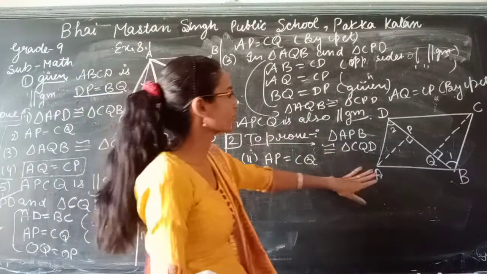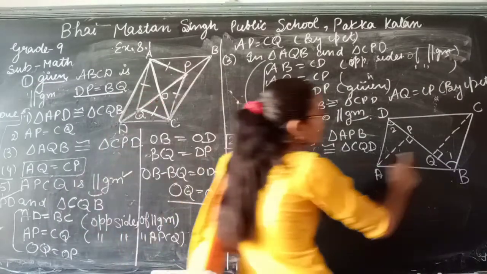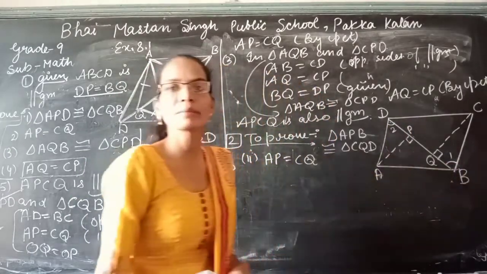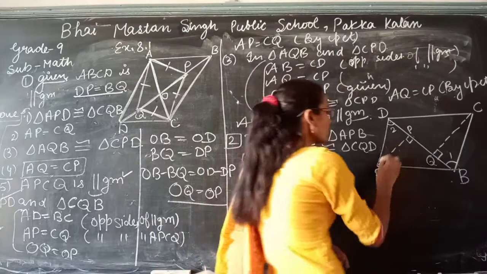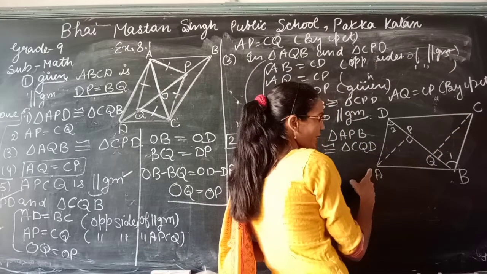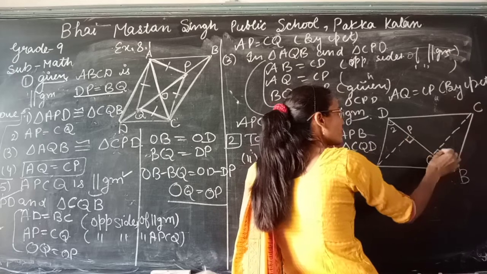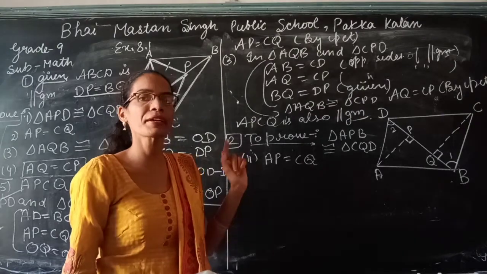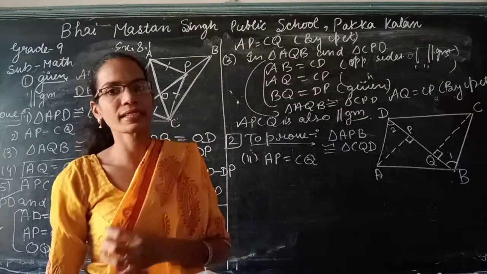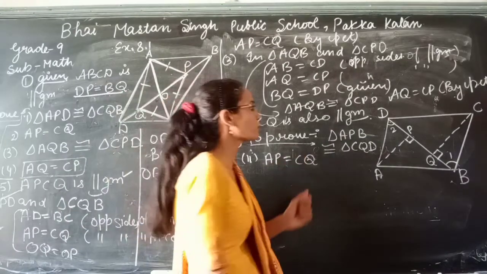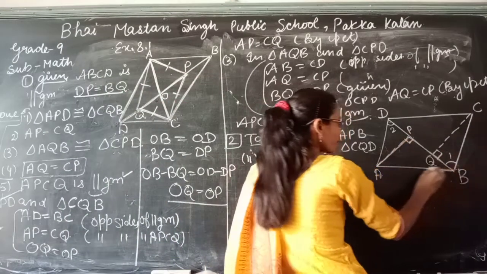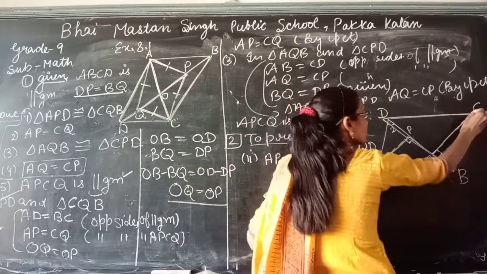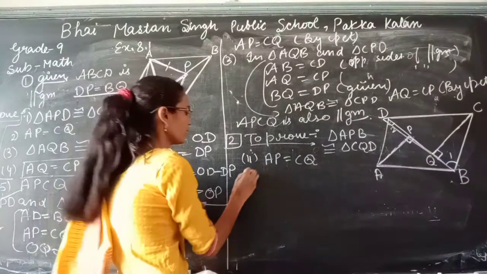Next one is quadrilateral ABCD, and BD is a diagonal, and two perpendiculars are drawn from A and C. This makes a 90 degree angle, because perpendicular lines always make a 90 degree angle. Clear to you? So you have to prove triangle APB is congruent to triangle CQD.